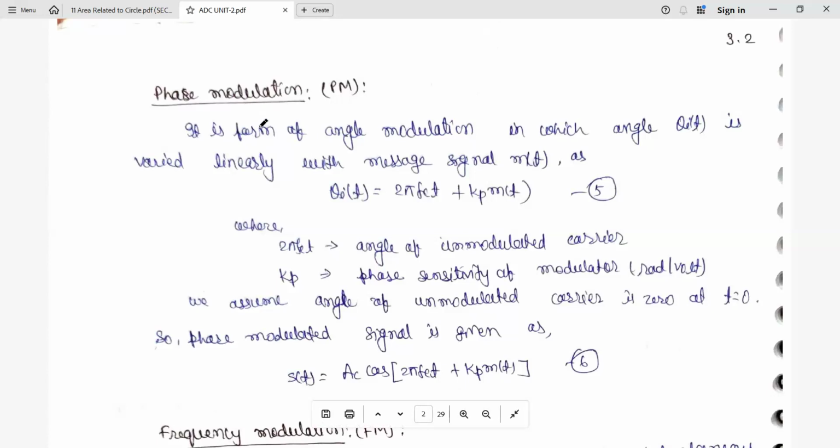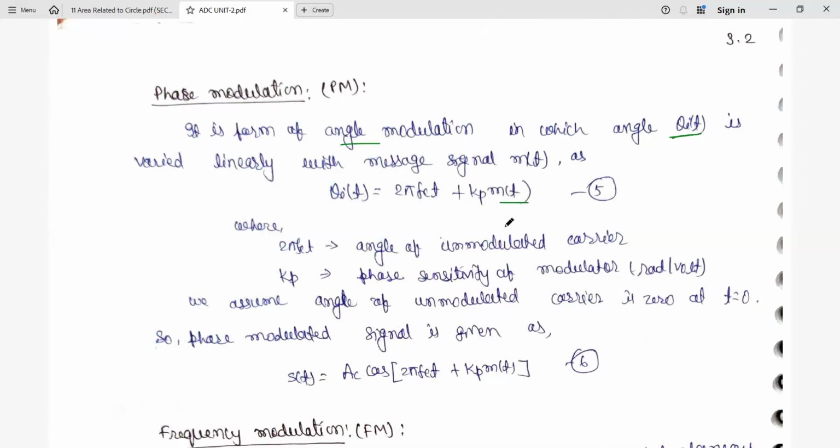So phase modulation. Now the name itself, what is it? Phase. It is the form of angle modulation in which the angle theta i of t is varied linearly with the message signal m of t. So which is going to vary here? Angle. Theta i of t is going to vary linearly. So finally theta i of t is given as 2 pi fc t plus kp into m of t.